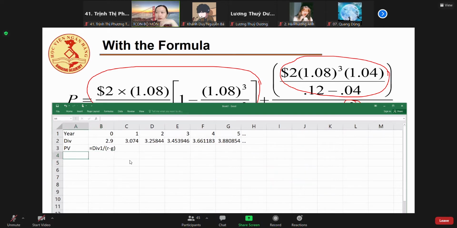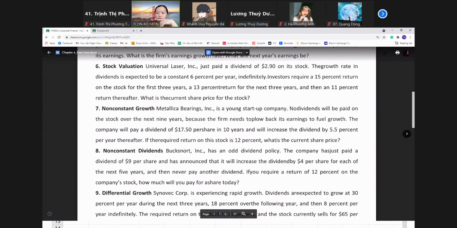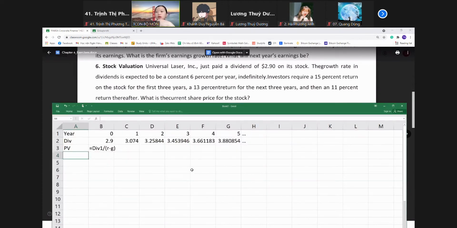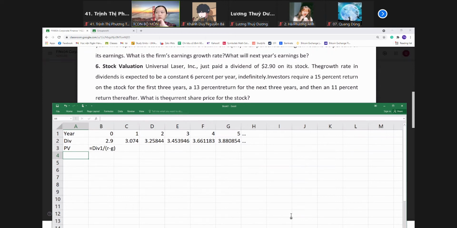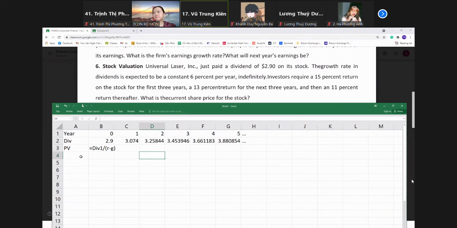Now I would like to ask group 1, could you please interpret or explain the way you're going to do this problem, when you estimate the current price? We will calculate the price of the stock in year 6, because that's when the rate of return and the growth rate are constant: 11% and 6%. Okay. So you start with year 6, right?